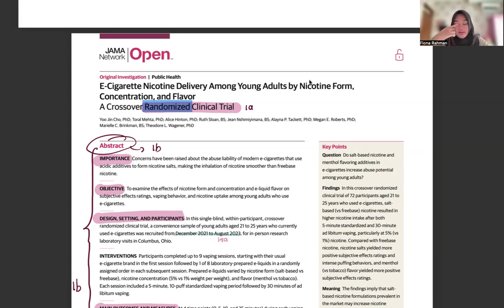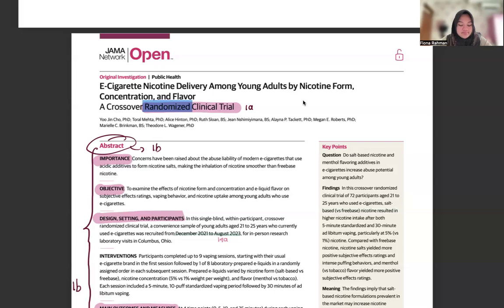I have divided my presentation into 4 parts. First, I'm going to find the items of the CONSORT checklist in the title, abstract, and also the introduction. After that, I'm going to find the items of the CONSORT checklist in the method section of the RCT article. And then I'm going to find the items in the discussion section. And finally, I will summarize my presentation.